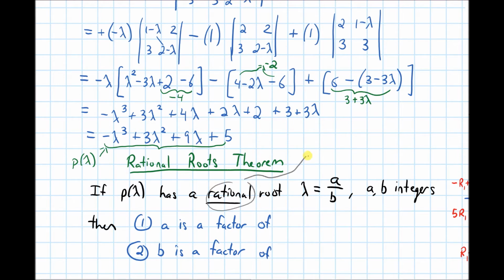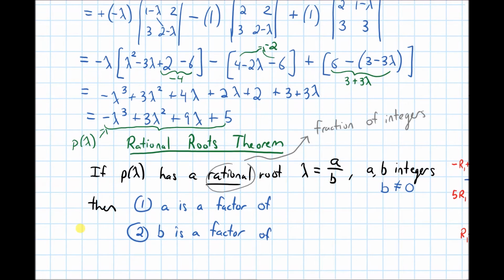recall that a rational number is a fraction of integers. So it's a number that can be written as a fraction of integers. That's why I've written lambda in the form a over b, where a and b are integers. And technically I should say one more thing. There's one thing that b is not allowed to be equal to. It can't be equal to 0, because the denominator of a fraction cannot be 0.